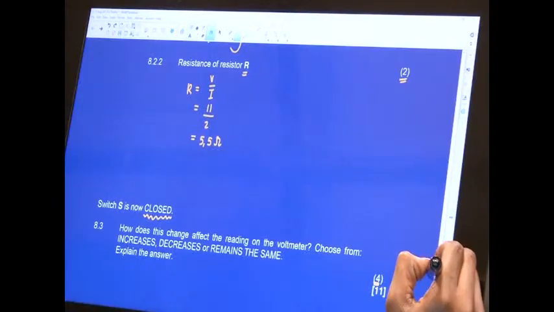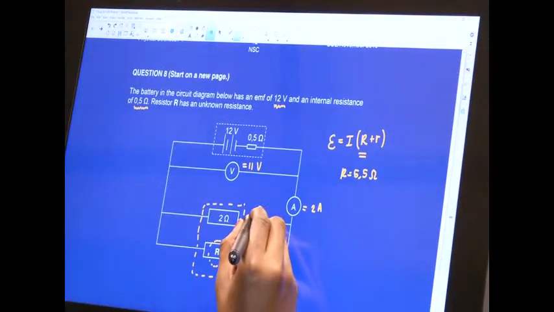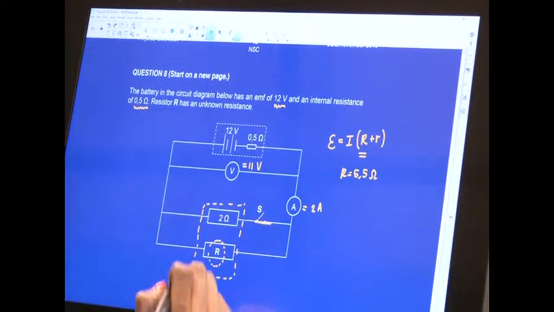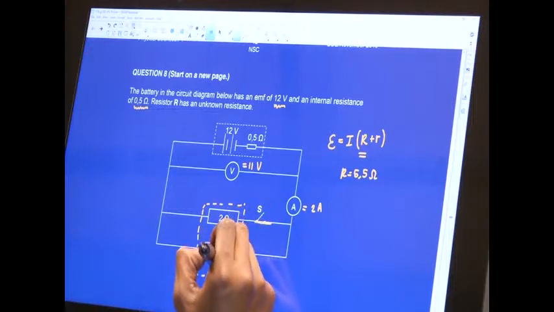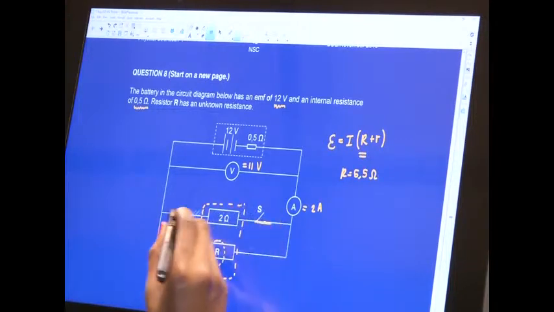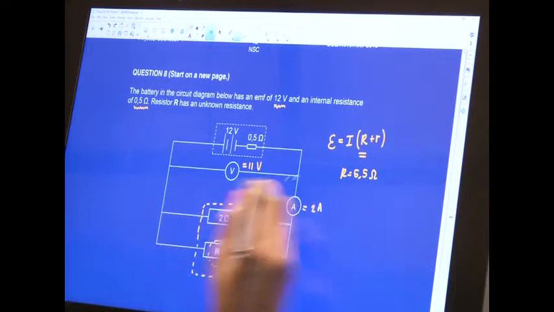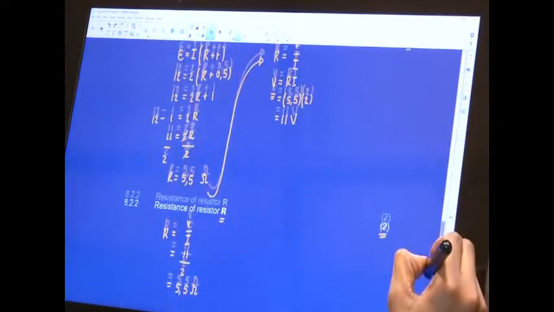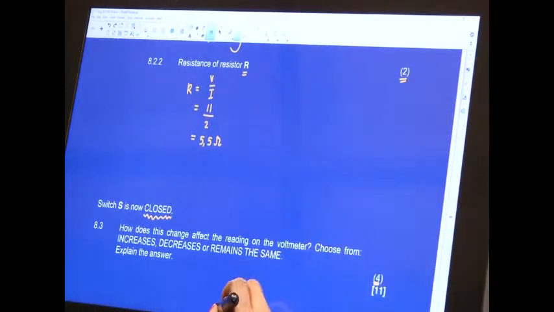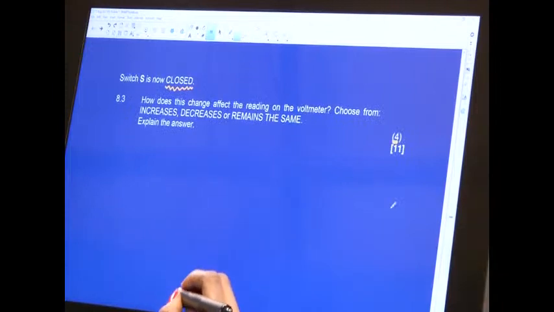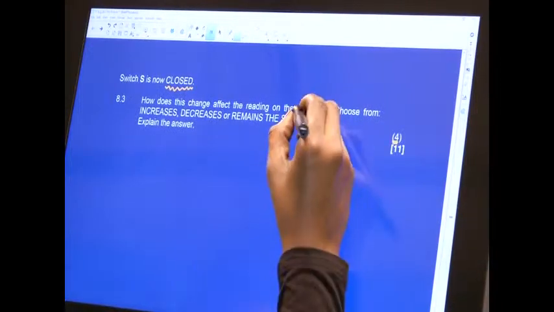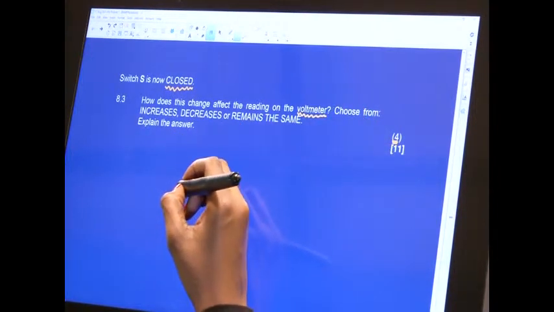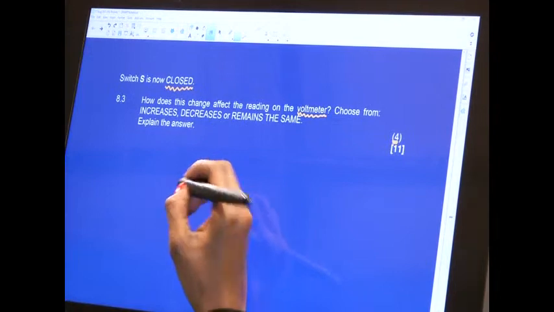So now we have switch is closed. I just want to go back to my switch over here. So this means the switch is closed now. So this means that all of this is now operating. This means that the current will now split between the 2 and the R. Remember, if my switch is open, then the current cannot flow here, so technically it just flows through the one part of the circuit. So let's go back to this one. So for number 8.3, switch S is closed. How does this change affect the reading on the voltmeter? We must choose from increases, decreases, or remains the same, and then we need to explain our answer.